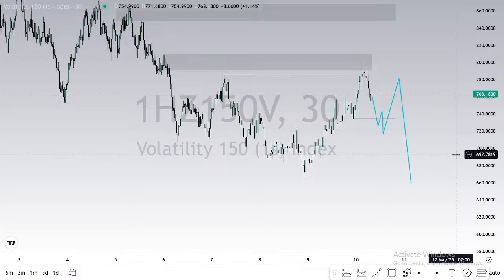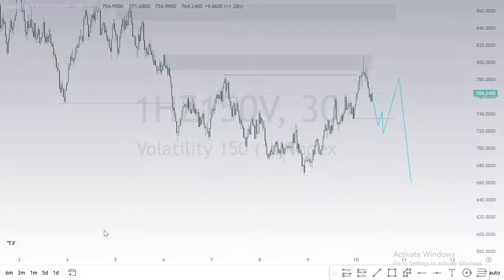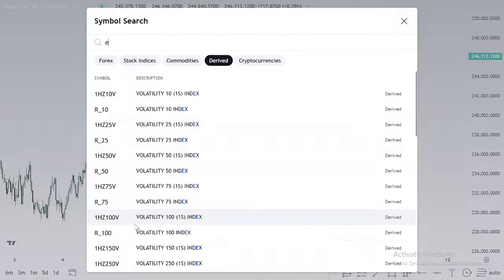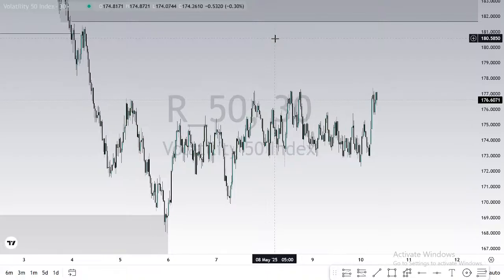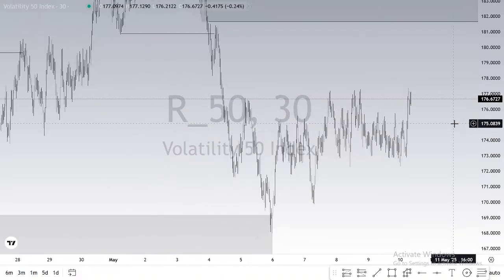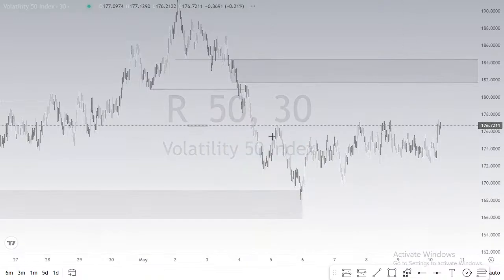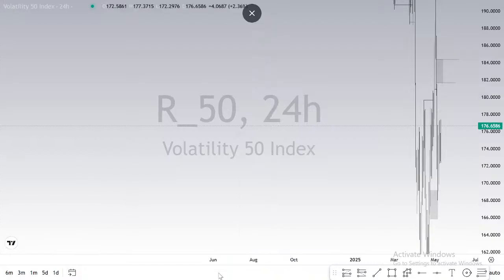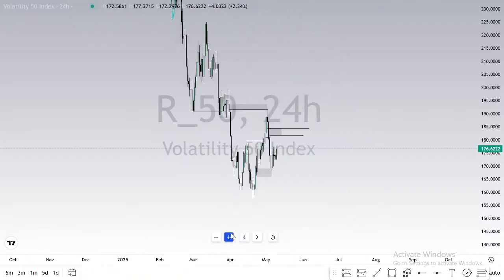So let me pick one more before we call it a day, which is volatility 50. Let's look at volatility 50. I sent this analysis to the group, right? And this is my view on volatility 50. So 24 hours time frame. If you are not in my community, just join up, okay? I sent this particular analysis to the community.